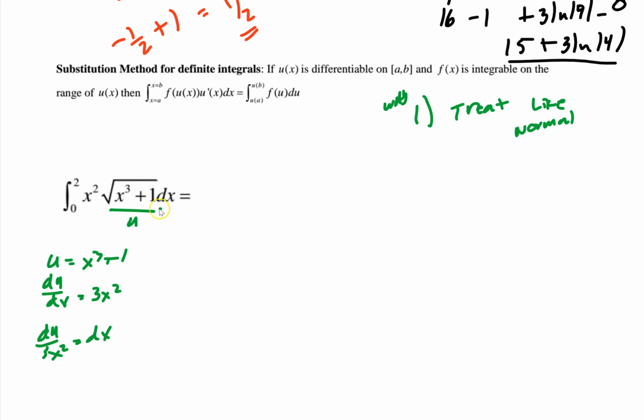Right, so I have everything I need. I have my dx, I have my u, plug it all in. So we're going to integrate from 0 to 2 x squared u to the 1/2 over du over 3x squared. X squareds cancel out. I'll pull out the 1/3 just for the sake of it.